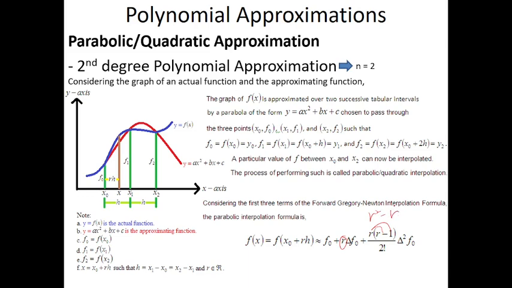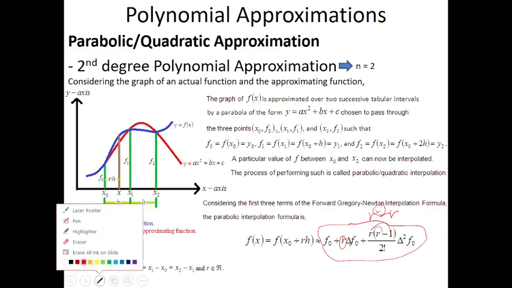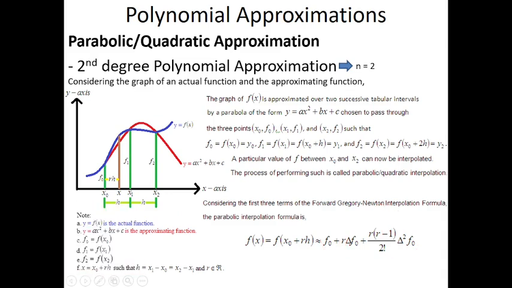So what is the highest degree? Considering the first three terms, what is the highest degree? Highest degree is 2. Second degree. That's why it's quadratic. That's why the graph is a parabola. Okay? And of course, we are to convert r in terms of x using this relationship. x equals x sub 0 plus rh. Okay? So, that's it.